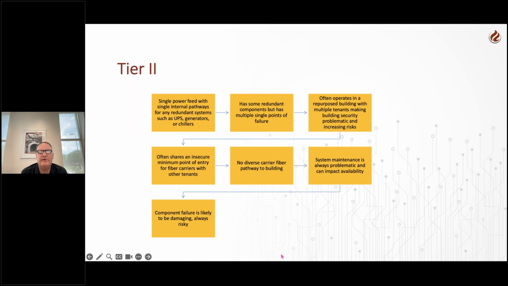At tier 2, you still have a single power feed from the utility, meaning that when that power feed goes down, we're in an emergency state. There'll be a commercial UPS system that is well maintained, where the batteries are replaced, and that will protect against short power outages. And typically you'll have a generator, probably only one, that will come online, so the UPS only has to run for a short amount of time.